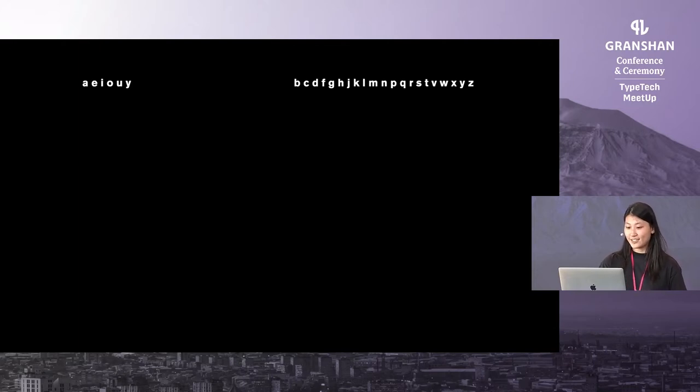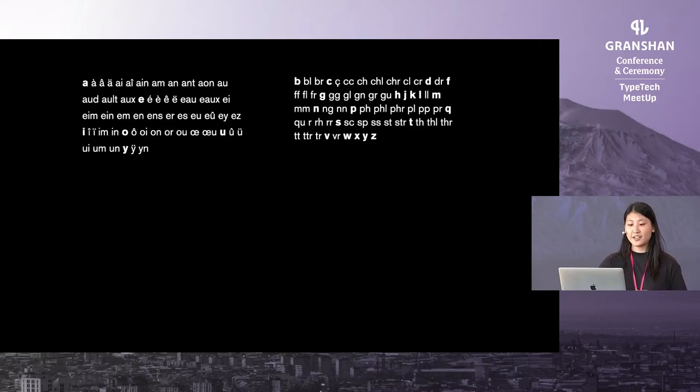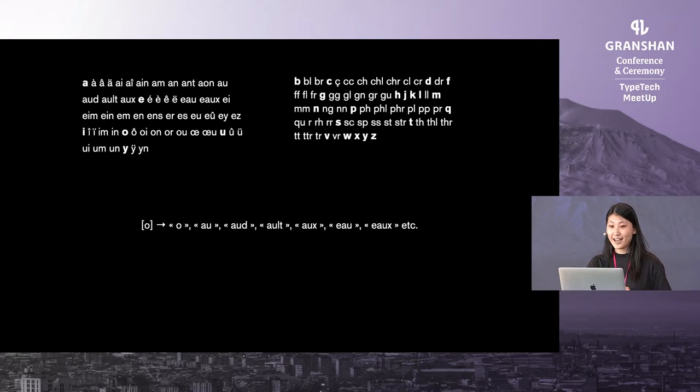Following the logic of Hangul, I started by sorting the Latin alphabet into vowels and consonants, and then established what I call an extended alphabet by including all 36 phonemes of the French language. But for those of you who are familiar with French, you would know that in French, there can be several different spellings for the same phoneme. So for example, if we take the phoneme O, or the sound O, this sound can be written in many different ways, starting with the letter O, A-U, A-U-D, LT, and much more. This must be why French is a beautiful language.